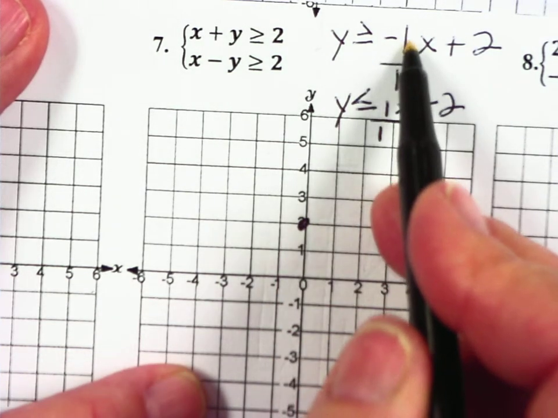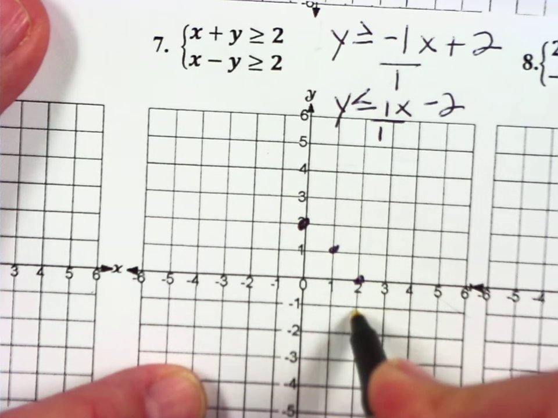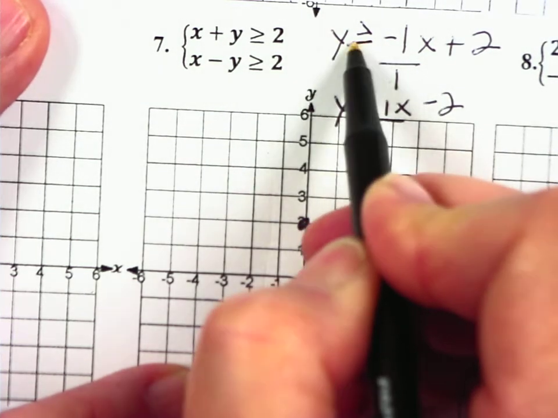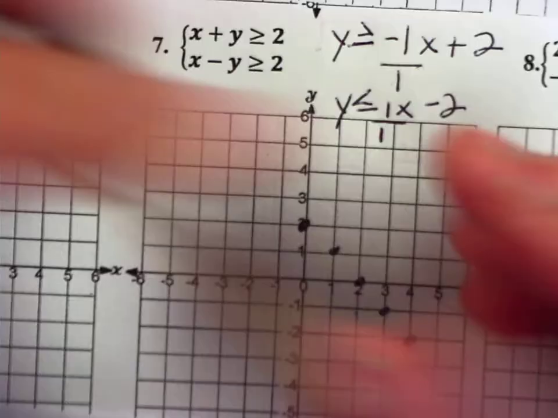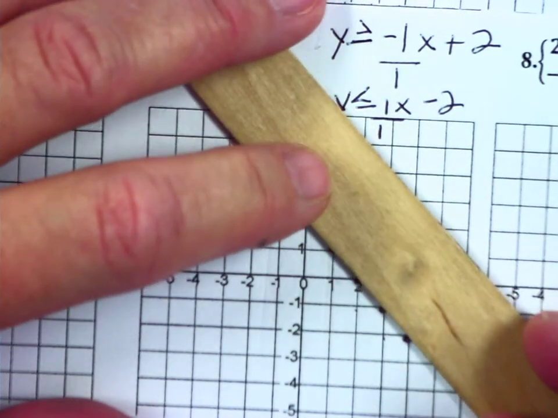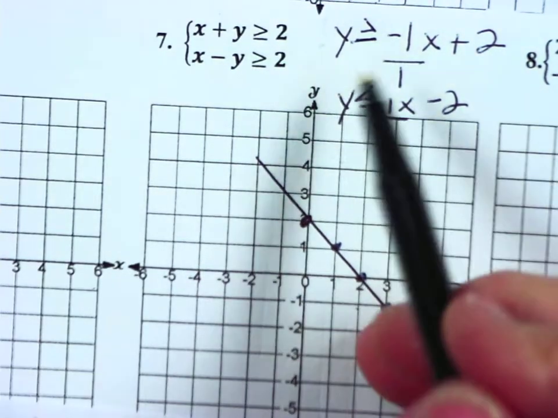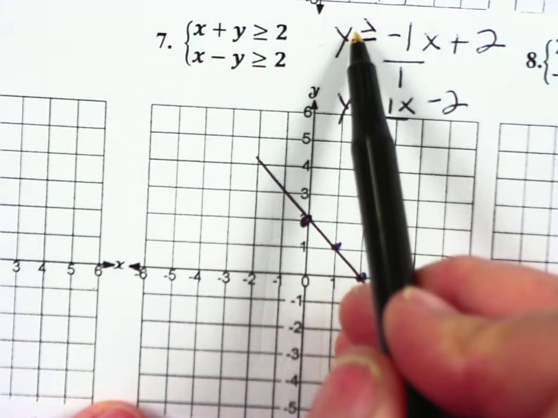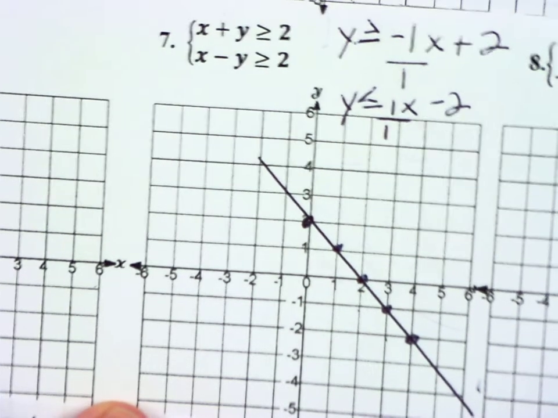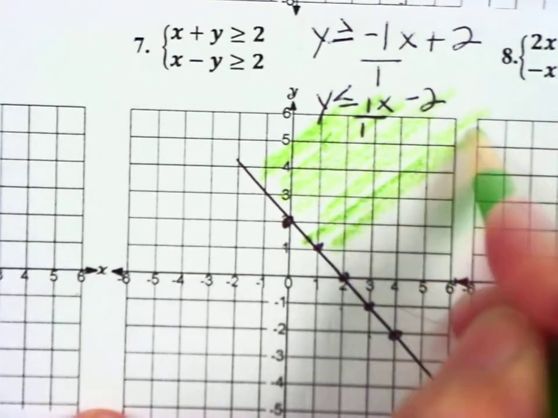negative 1 is down 1 over 1, down 1 over 1. Because of this right here, it's a solid line. And because it's in slope-intercept form, and greater than is above the line. And remember, be generous with your shading.